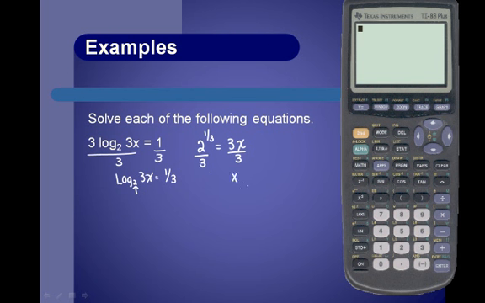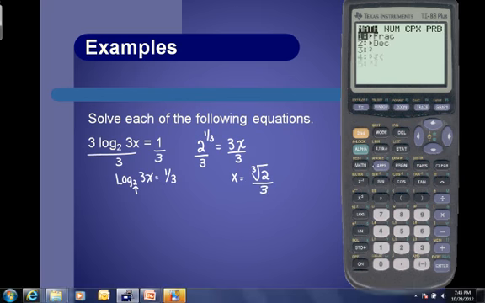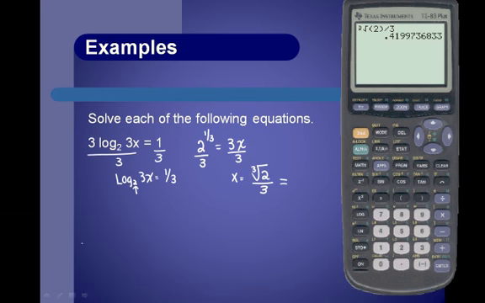So we get x is equal to 2 to the 1/3, or we could call it the third root of 2, divided by 3. So on our calculator, third root, remember we go to math, option number 4 is the third root of, then we enter 2, divided by 3, and we get x is equal to 0.42.